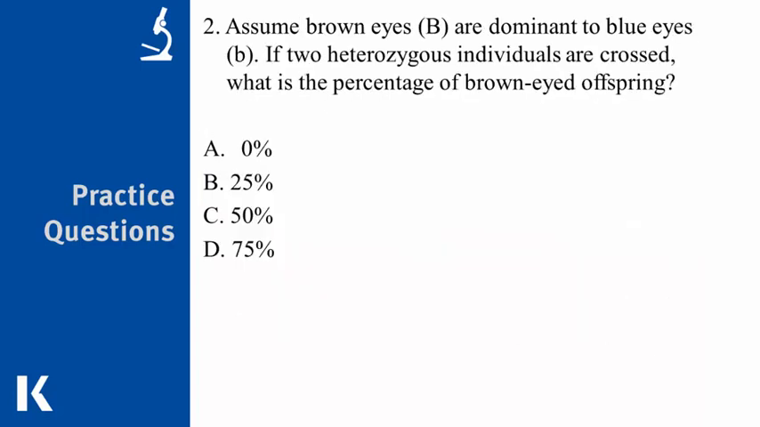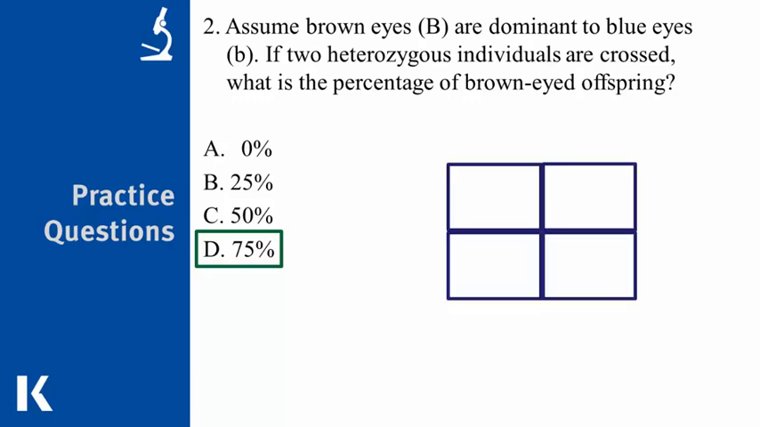This second question is asking you to find the percentage of offspring with a given trait when two heterozygous individuals are crossed. The answer is D, 75%. There are two ways to go about this question. The first is to remember that in a monohybrid cross between two heterozygous parents, the ratio of phenotypes is 3:1, dominant to recessive. This question is asking you to find the percentage of the dominant trait. So by looking at the ratio of 3:1, we know that 75% of the offspring will express the dominant phenotype.